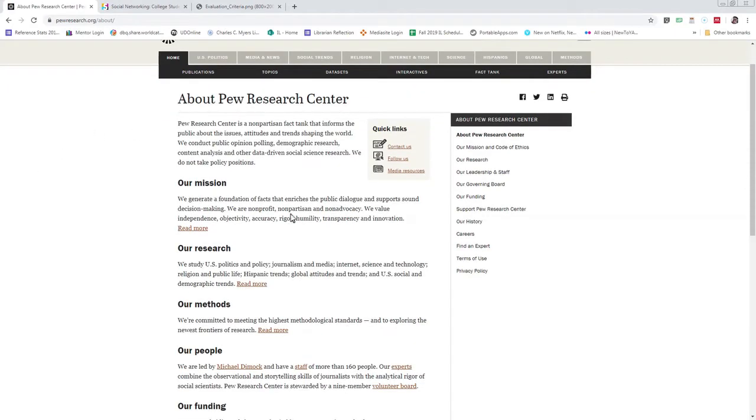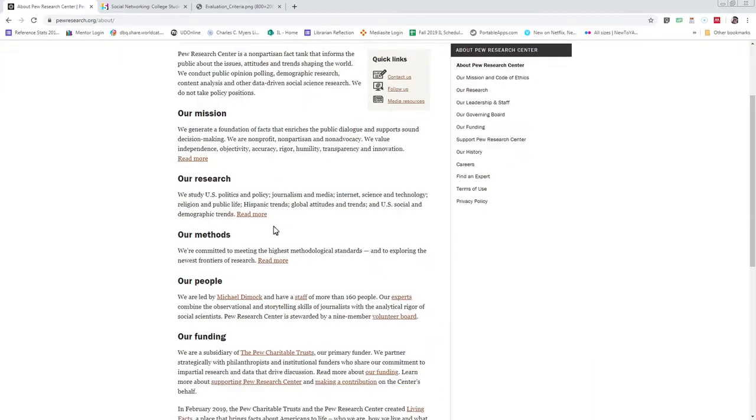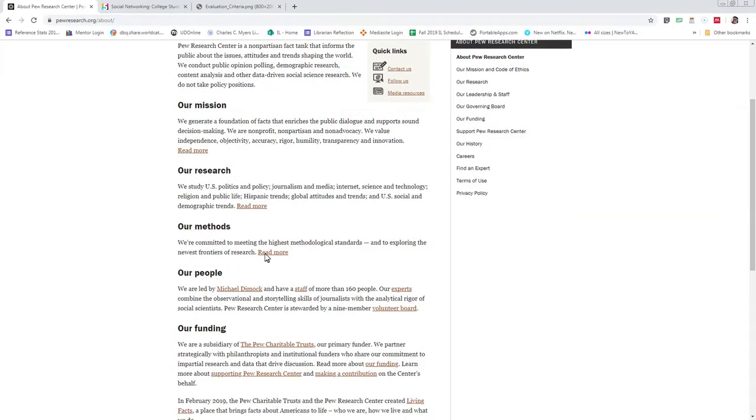So they tell you about their mission, right? Their nonprofit, nonpartisan, non-advocacy. We value independence, objectivity, humility, transparency, and innovation. That's really kind of an interesting way to talk about that. They also get really into their methods and how they do their research, which I think is always really helpful.